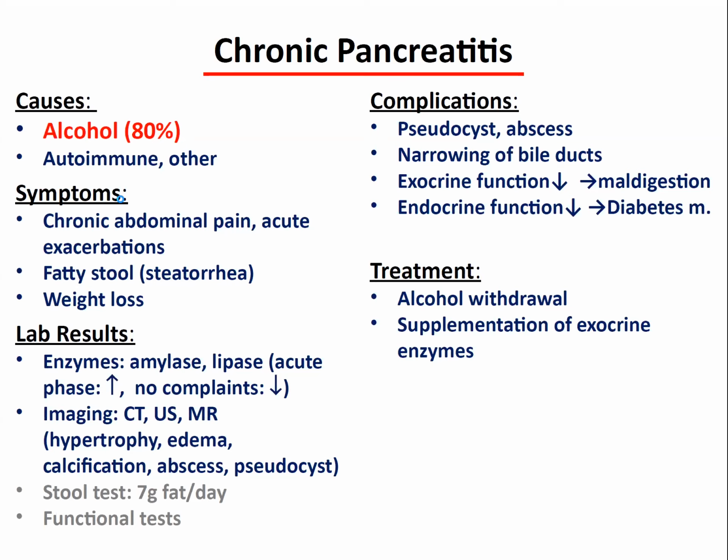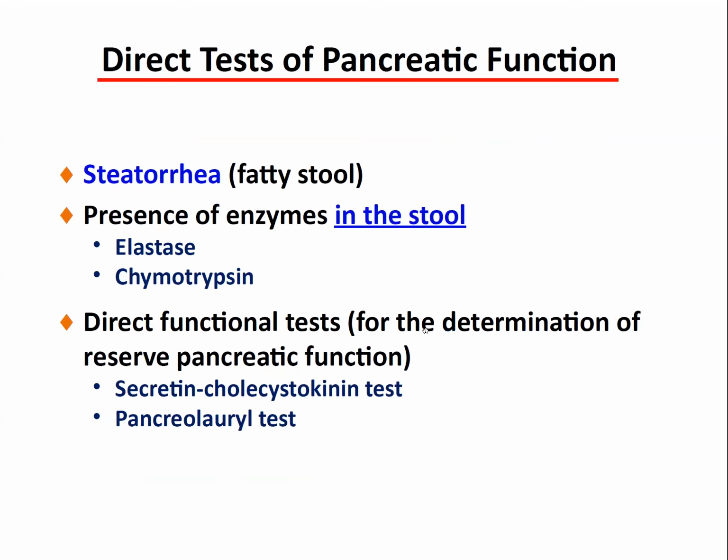Now, functional tests usually measure the enzyme that is liberated. This is the Lundh test, and another test we will talk about a little bit later on. Complications such as a pseudocyst or abscess can cause narrowing of the bile duct, or the exocrine function decreases. So this is a mild digestion problem, and usually diabetes mellitus due to beta cell destruction. What is the treatment? Alcohol withdrawal, if possible, and supplementation of exocrine enzymes. So you can take pills that contain pancreatic enzymes.